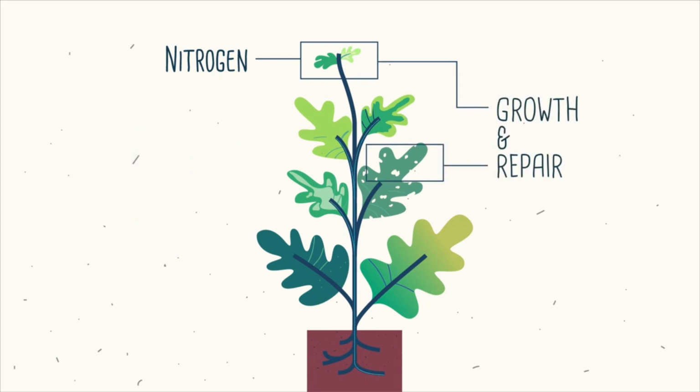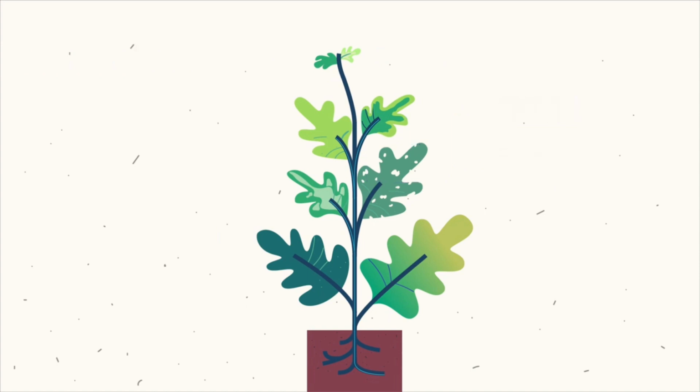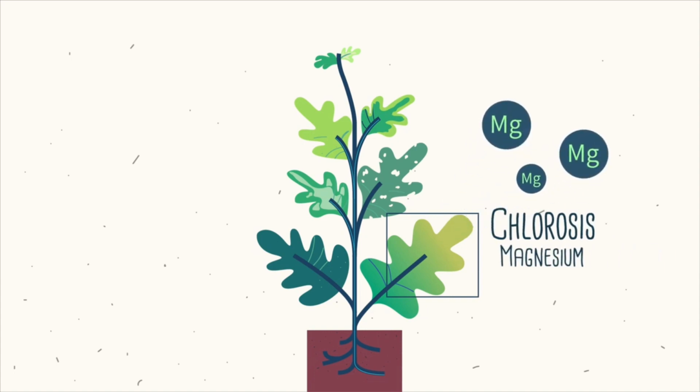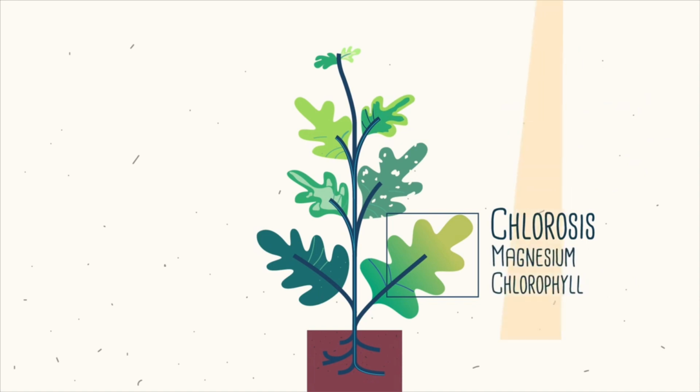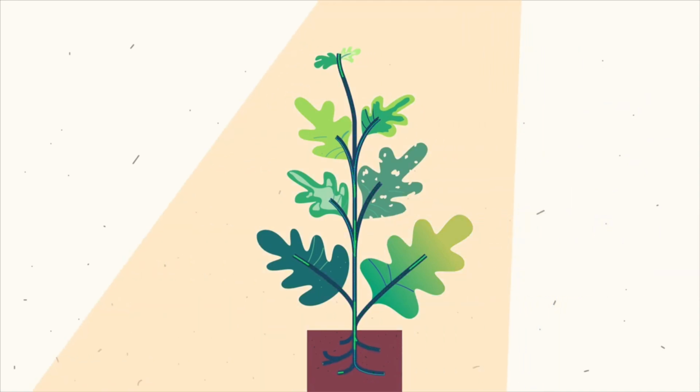Another example of nutrient deficiency is a change of leaf colour called chlorosis, which is caused by magnesium deficiency. Magnesium ions are needed to make chlorophyll, which is essential for photosynthesis and energy production.